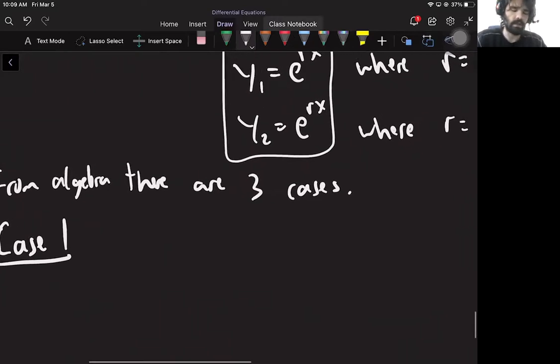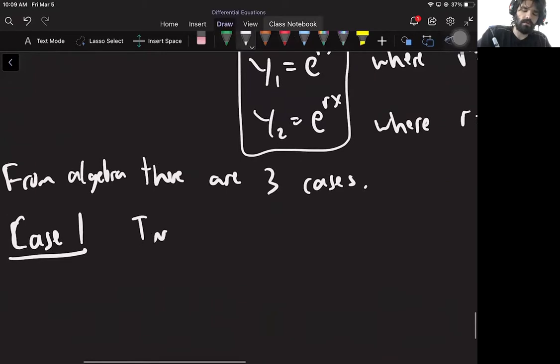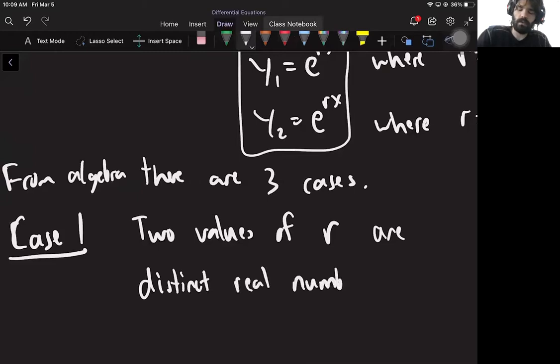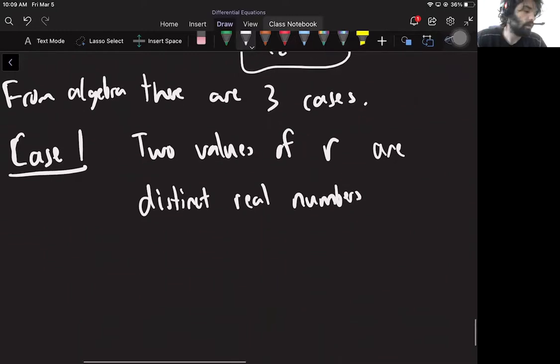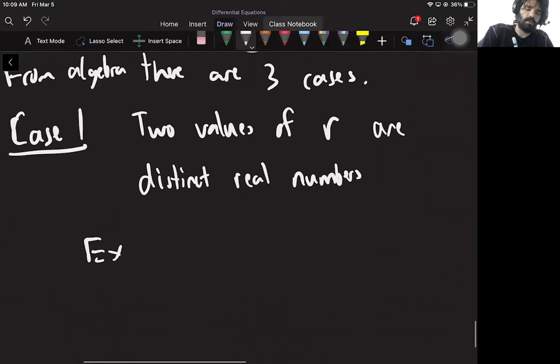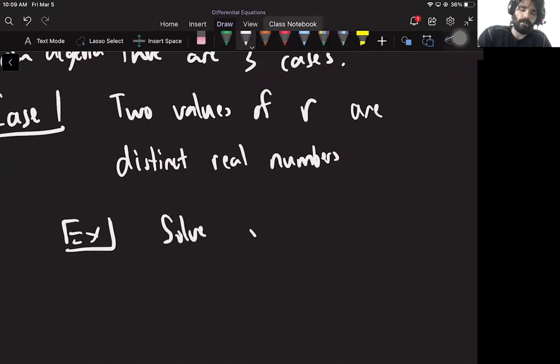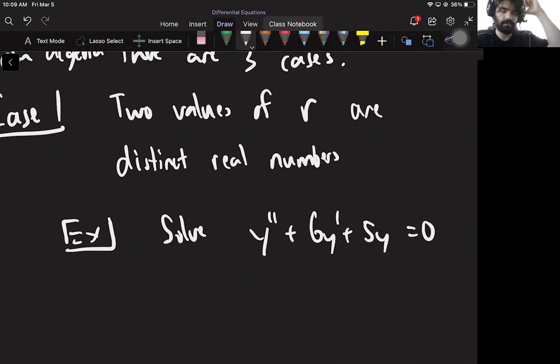Case 1 is the easiest case, which is that the 2 values of r that you get are just 2 different or distinct real numbers, like 7 and 12 or something like that. Just 2 numbers, nice and easy. So let's do an example where that happens just to see. So solve y double prime plus 6y prime plus 5y equals 0, something like this.